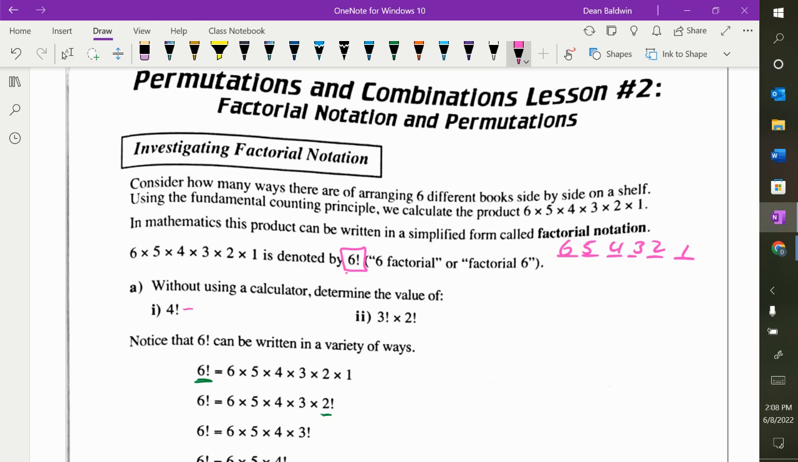You can yell it if you want. No, if you're going to yell it, you got to be like, say it. 6. No, like more. 6. You're just not doing it.